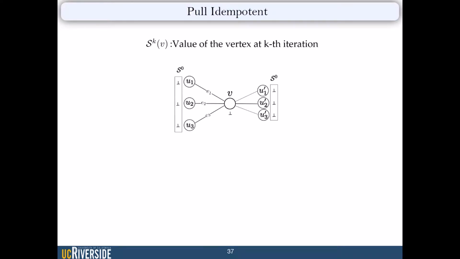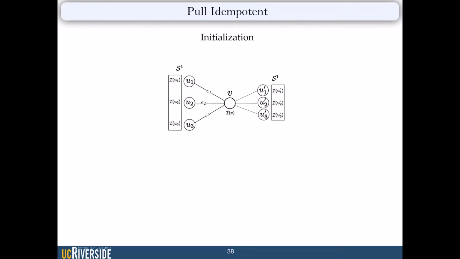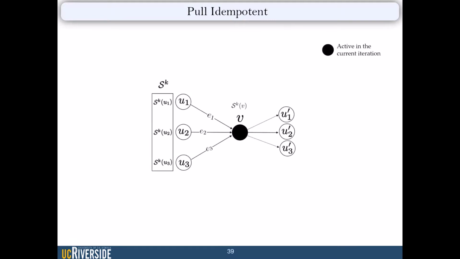Let's consider the pull model with idempotent reduction. The value of the vertex V at iteration k is represented with s_k of v. In the beginning, all the values are undefined, or bottom. The calculation starts by initializing vertices with the initialization function. Now let's consider vertex V in the kth iteration. The active vertex V starts pulling the propagated values from all the incoming neighbors.